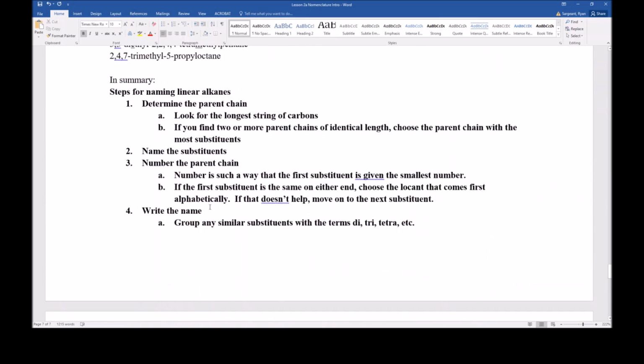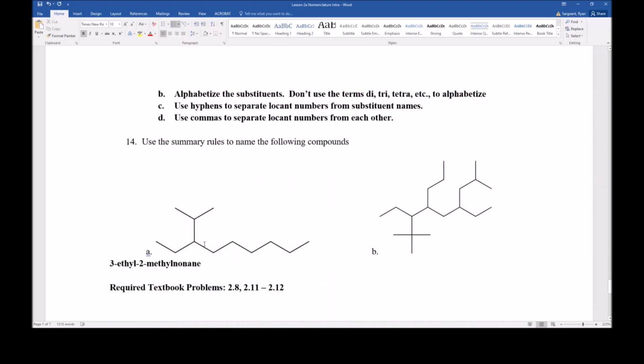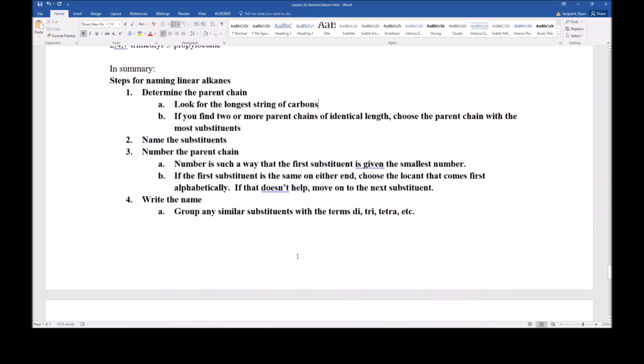Let's check the rule system. First, I determine the parent chain. I look for the longest string of carbons, and I found 2 different parent chains of 9 carbons. If you find 2 or more parent chains of identical length, choose the parent chain with the most substituents. And that's how I was able to choose this as my parent chain and not this as my parent chain.